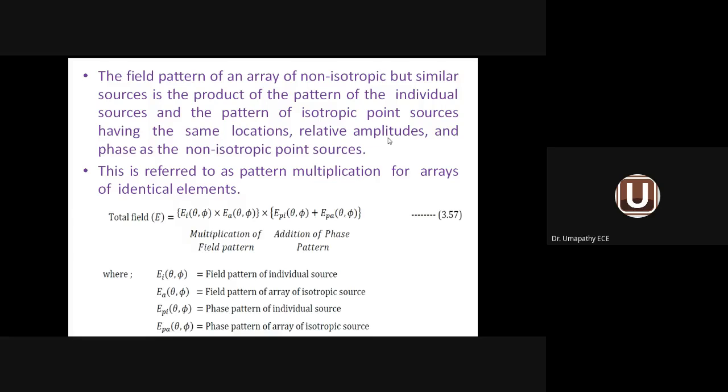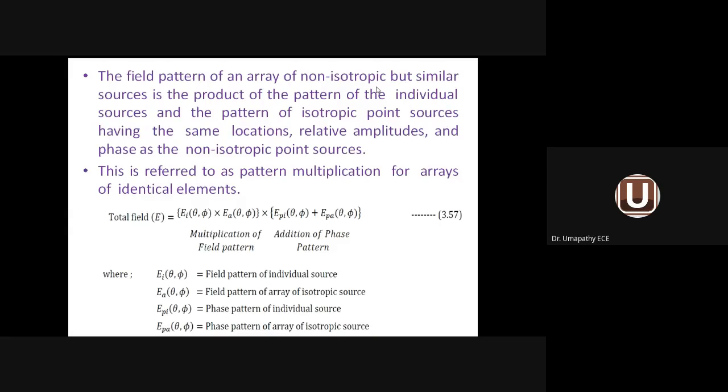So using pattern multiplication, I am going to draw the radiation pattern of practical antennas available in the market. Those practical antennas are called non-isotropic antennas. The reference antenna is called an isotropic antenna. For example, 4 antenna elements are given, which means a 4 element antenna array. It may be a broadside array or end-fire array, that is secondary. So we have to draw the radiation pattern for a 4 antenna array.